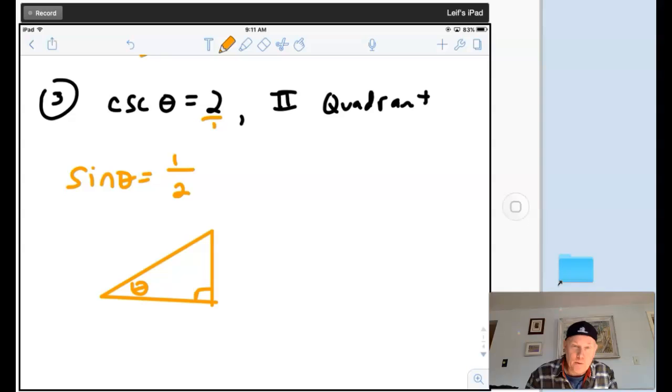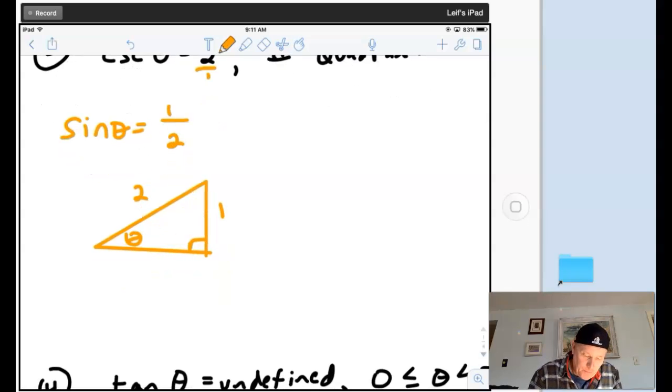Got to put the angle theta in there. Doesn't matter where, as long as you have the opposite be the 1 and the hypotenuse being the 2. Which means next I can do Pythagorean theorem to find that third side of the triangle. Right, 1 squared plus b squared equals 2 squared. And if you solve that out correctly, you should get square root of 3.